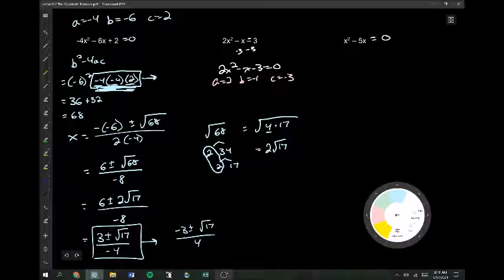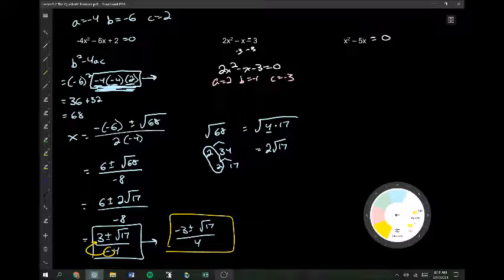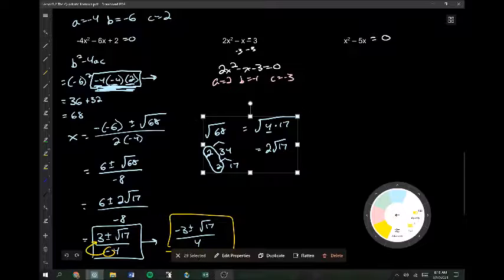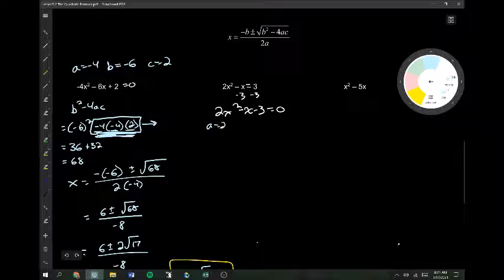We would take the negative and move it to the top. I don't need you to do that right now, but if you wanted to get in that habit, that might be a good idea. Okay, let's do the next one. Next one, the a value is 2, the b value is negative 1, the c value is negative 3.